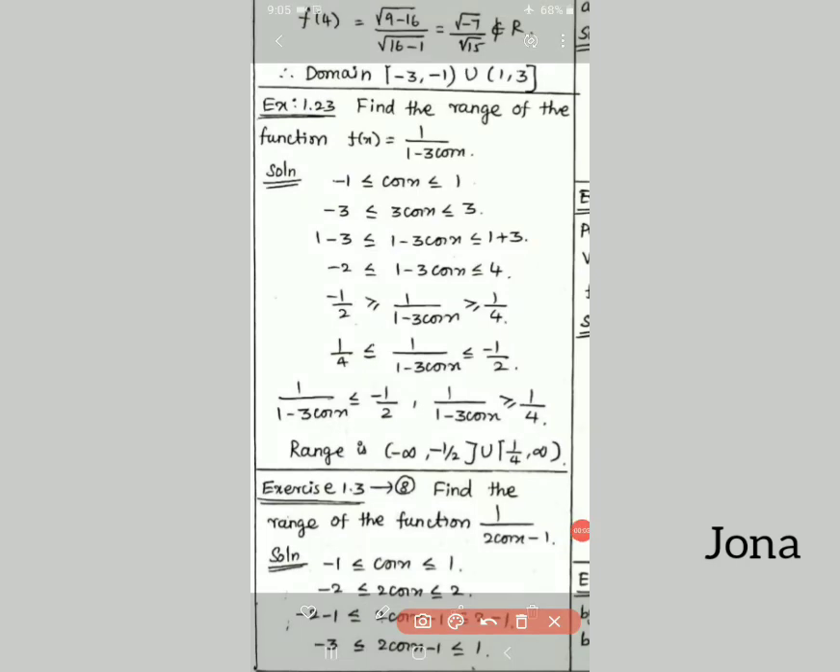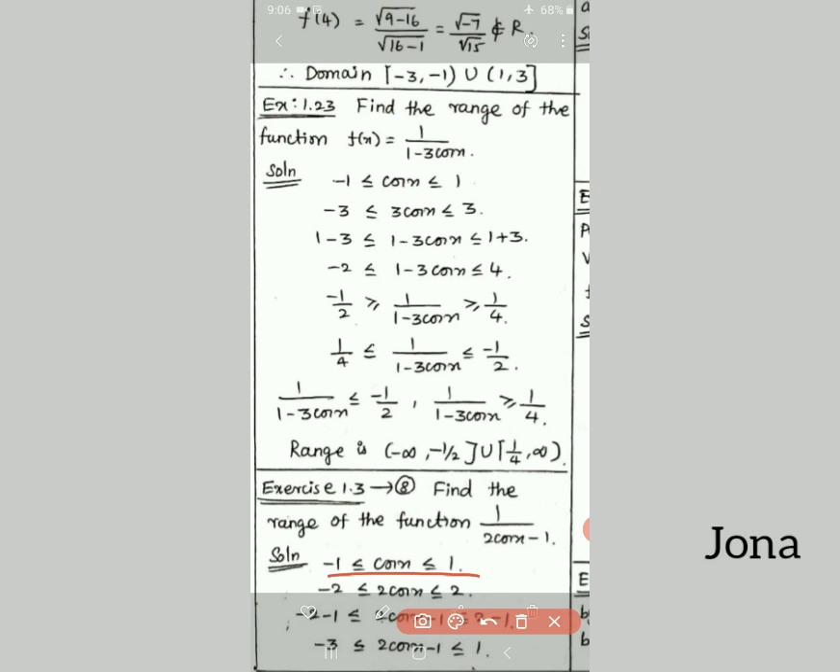Find the range of the function 1 by 2 cos x minus 1. So we want to find the range for the function. First we take cos x. Cos x always lies between minus 1 and 1. It's a trigonometrical rule. So we can write in mathematical symbols minus 1 less than or equal to cos x less than or equal to 1.